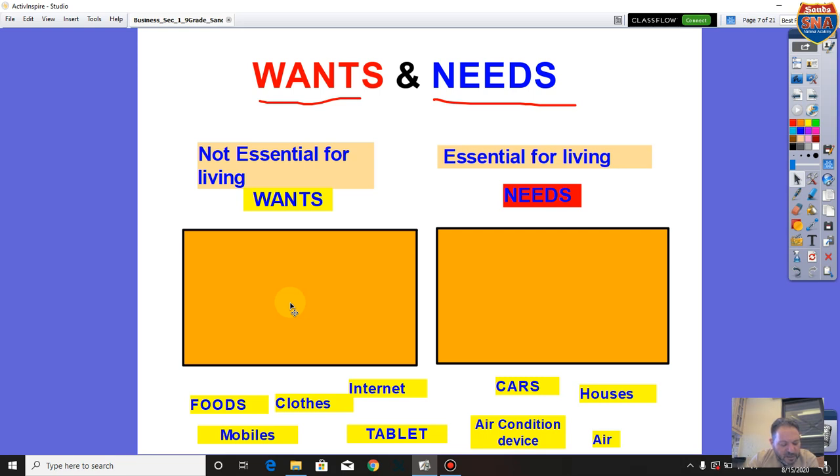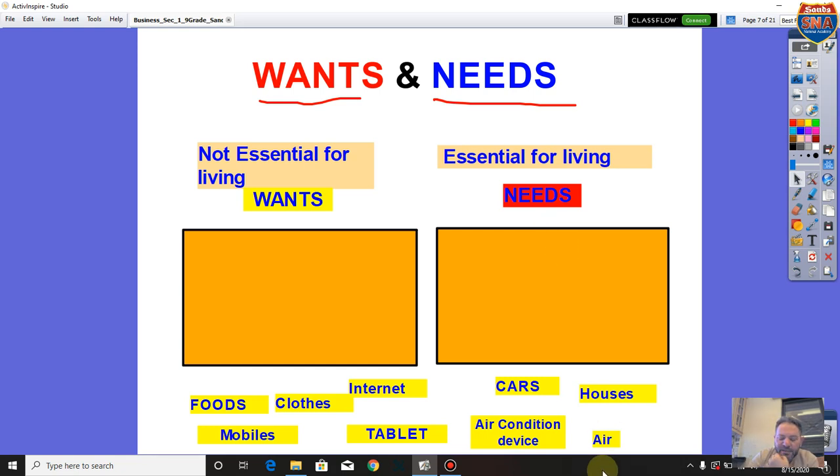Let's discuss, guys, the economic problem. There is something called the economic problem. There exist unlimited wants but limited resources to produce the goods and services to satisfy those wants. This creates scarcity. We are going to discuss this later on, guys. Okay, so let's concentrate in this lesson on the needs and the wants.